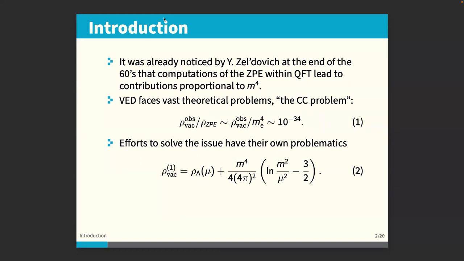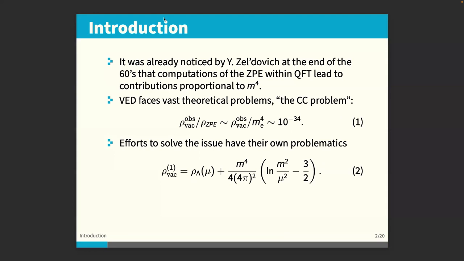This is translated to observations by saying that the observed value of the vacuum energy is almost 34 orders of magnitude smaller than, for instance, the zero-point energy associated to the electron. The problem can be even bigger if one considers bigger scales, such as the Planck mass, but we don't have to go that far in order to face a big problem.